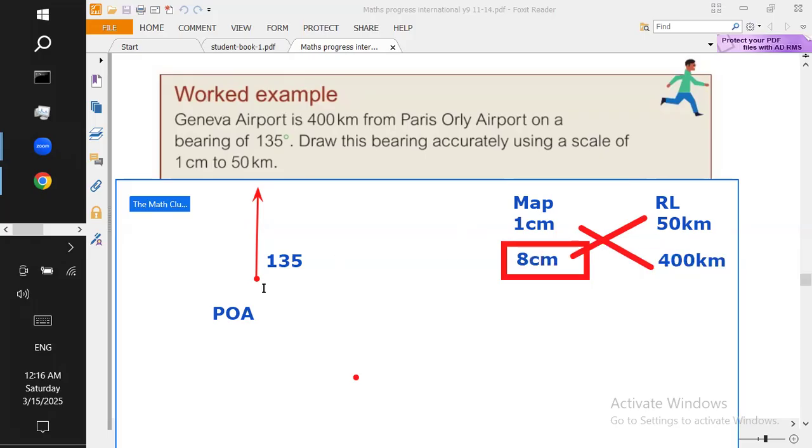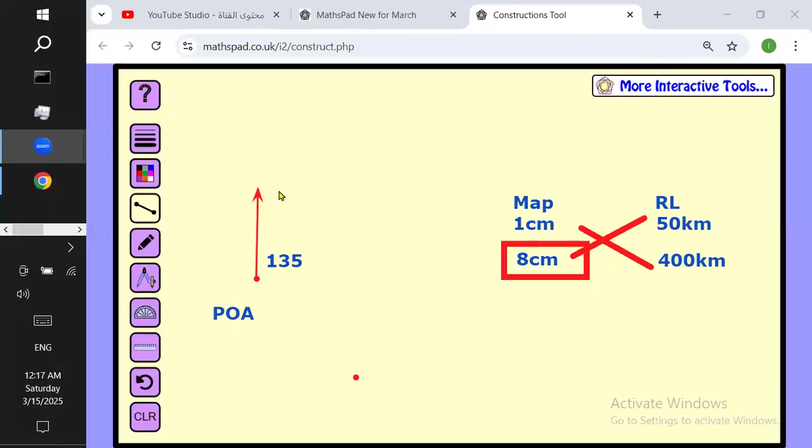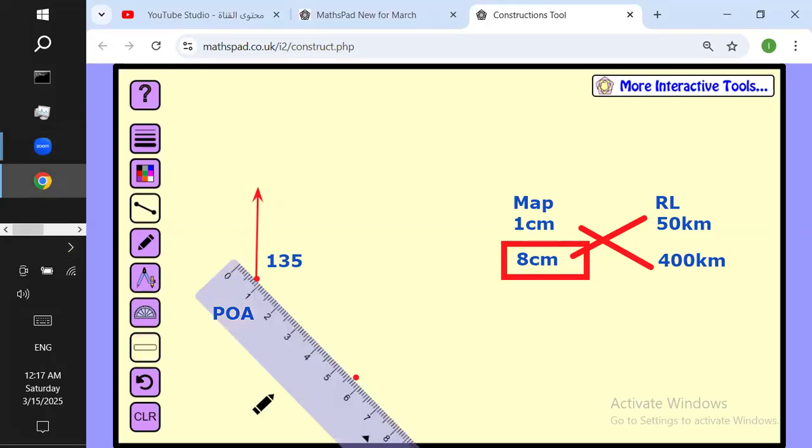So this means I'm going to draw a line of 8 centimeters length between these two airports to find the place of the second airport. I'm going to do this using the ruler. So I'm going to take you back to the maths pad. Now I know the length of the line, so I'm going to draw the line here. So first I'm going to bring the ruler here. So the line should be 8 centimeters. I know the direction.